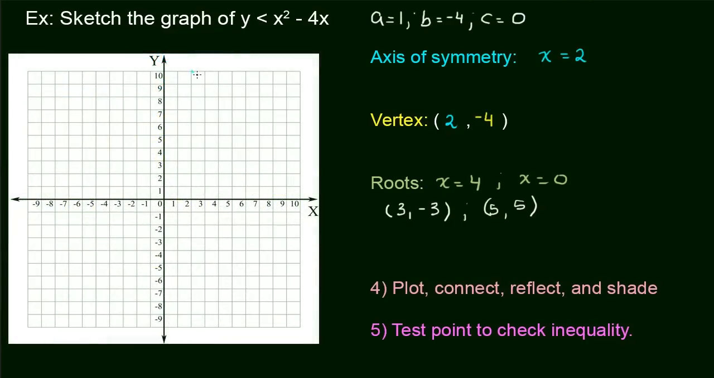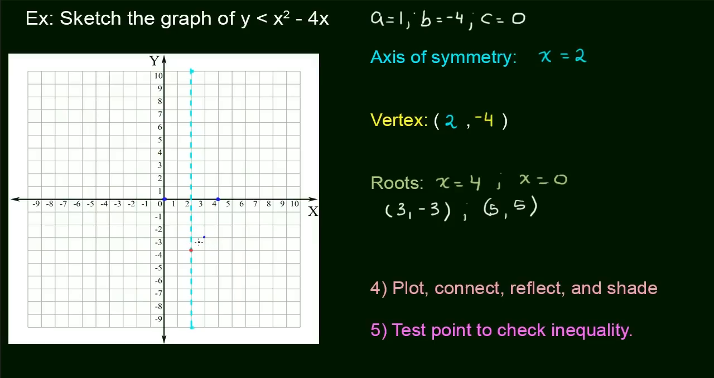Let us start by drawing our axis of symmetry, which we know is at x equals 2. We'll also plot our vertex at x equals 2, y equals negative 4, and we'll plot all of our other points. We've got our roots at x equals 4 and at 0. And you know that your roots are correct because you can see that it is symmetrical: x equals 0 is 2 points away from the axis of symmetry, and x equals 4 is also 2 points away from your axis of symmetry.